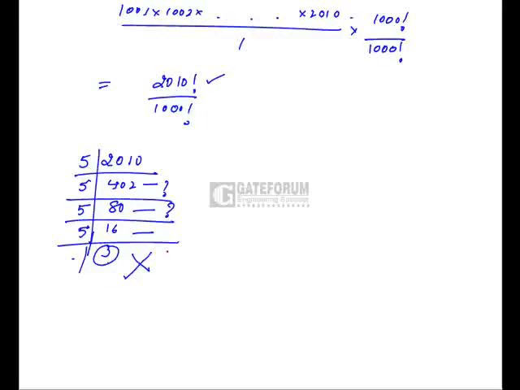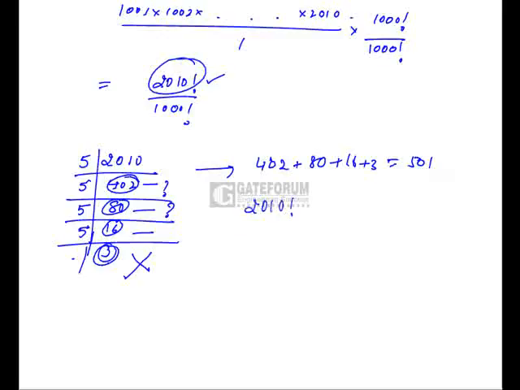Then what you do is add all these quotients. The sum of the quotients is 402 plus 80 plus 16 plus 3, which is nothing but 501. That means this 2010 factorial can be divided by 5 power 501. So that will be the highest power of 5 by which you can divide this 2010 factorial.